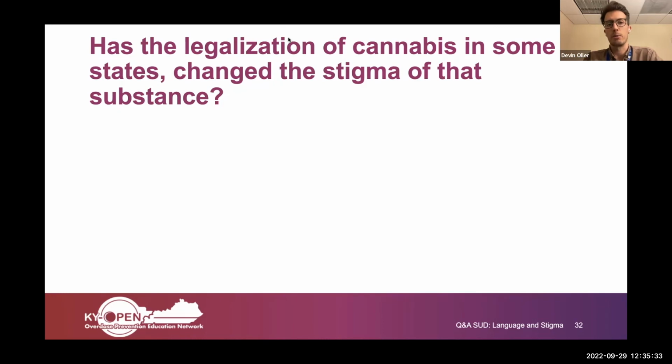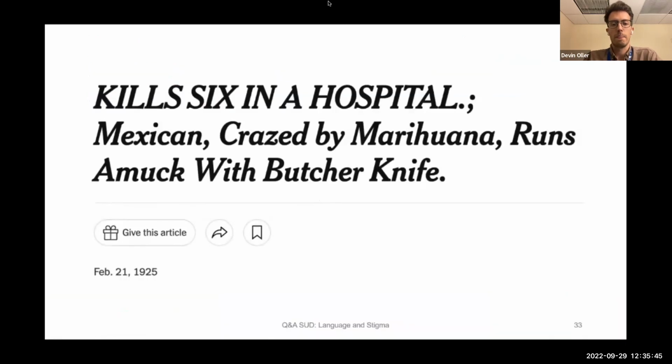And that individual's name is Ryan White, and that's familiar because that's the name that all of the state HIV programs are named after. So cannabis has an interesting history as well. This was a New York Times article from 1925, so almost a century ago. It says, "Kill 6 in the hospital. Mexican crazed by marijuana runs amok with a butcher knife."